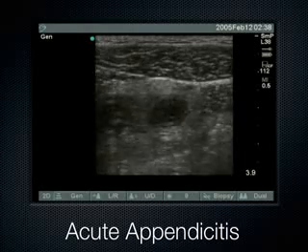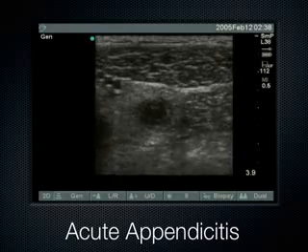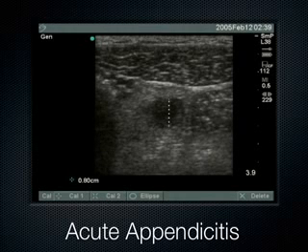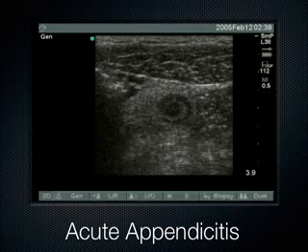And we called the patient back, and they were fine. This is the abdominal wall musculature here, and this blind-ended tubular structure right here that's non-compressible in the right lower quadrant measuring 8 millimeters is true acute appendicitis.